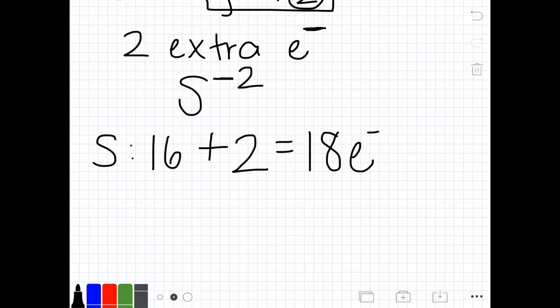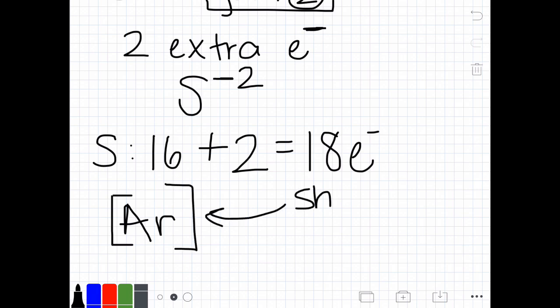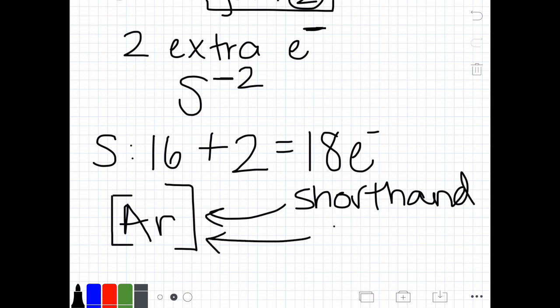And we know that sulfur's electron configuration, once it's an ion, is going to be the same as the electron configuration of argon. And so, since argon is a noble gas, its electron configuration, shorthand notation, can just be written as argon in brackets. So this is sulfur's electron configuration written in the shorthand. So its noble gas notation for the sulfur ion is just argon in brackets.